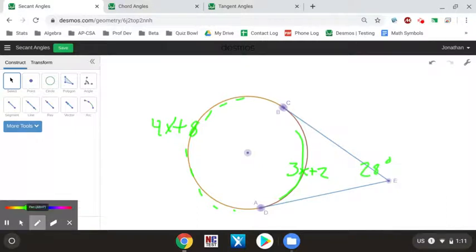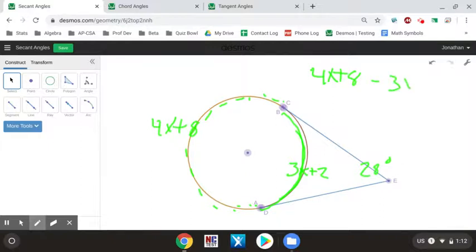So I still have my big arc here that goes all the way around from A to C, and I have my little arc there that goes all the way around the other way. So to set it up, whether it's a secant or whether it's tangents, it's still a situation where you have an external angle. So you do your big arc of 4x plus 8 minus my little arc of 3x plus 2 and divide it by 2 to get my little angle, which in this case is supposed to be 28.